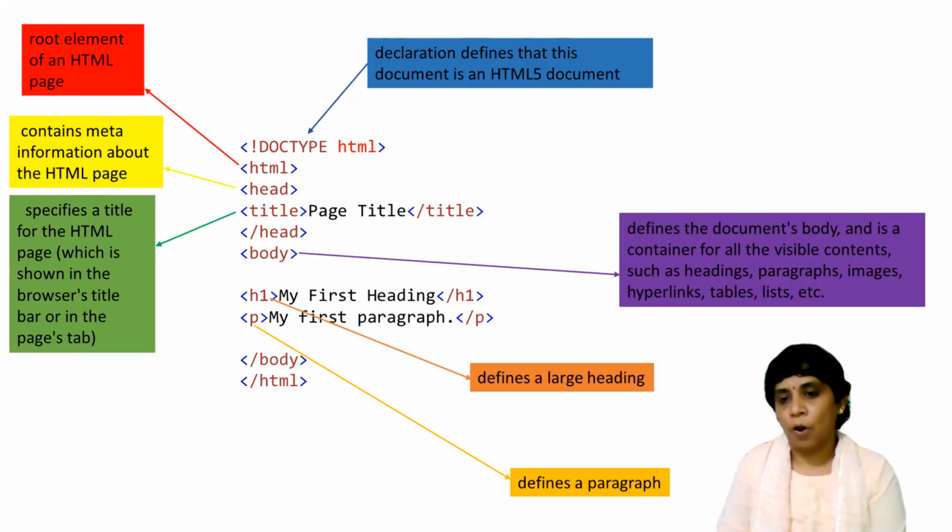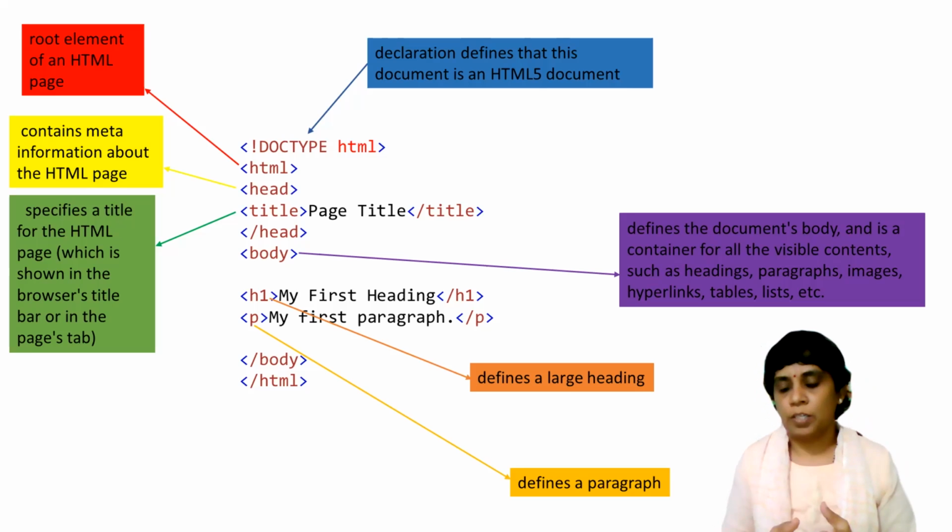Now the next is the body tag. It defines the document's body and is a container for all the visible contents such as headings, paragraphs, images, hyperlinks, tables, and lists. Whatever information you are going to put in your web page, maybe some graphs, diagrams, pictures, images, or a table or list, whatever it is, it should be in the body tag. The main content should be in the body tag.